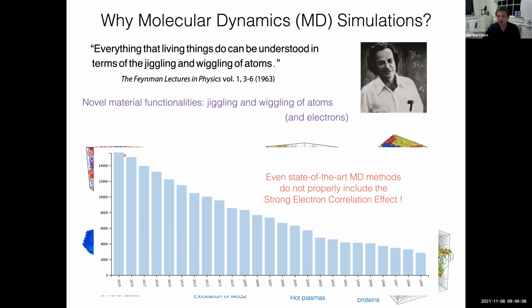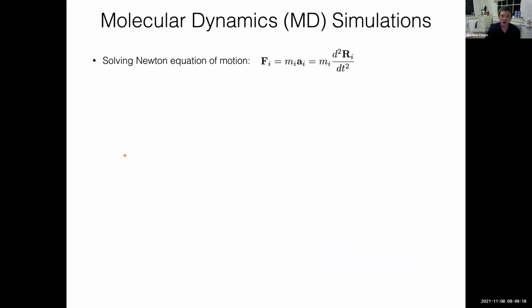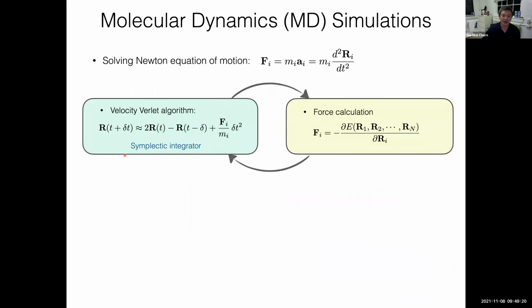For example, then you can use it to simulate this metal-insulator transition, the Mott transition, which is a typical phenomenon of correlated electrons. So what is molecular dynamics? Essentially, it's just solving Newton's equation of motion. And in most molecular dynamics simulations, we just use the second-order velocity Verlet algorithm to integrate the atomic positions.